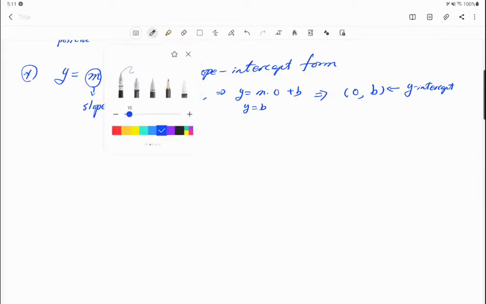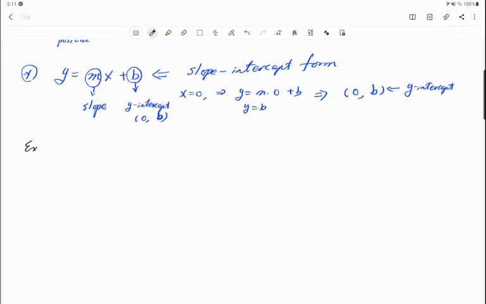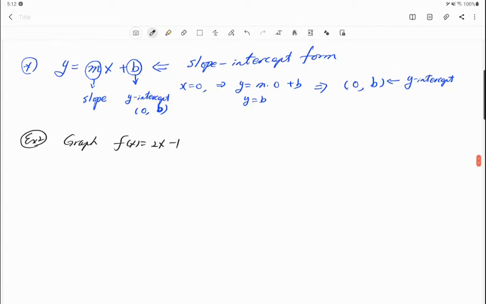All right, then let's try example 2. Okay, we want to graph f of x equals 2x minus 1. All right, as we see this, the slope is what? Slope is 2, right? This is the slope. And then negative 1 is the y-intercept, right? Okay, so when we graph it, if x equals 0, what is the y value?